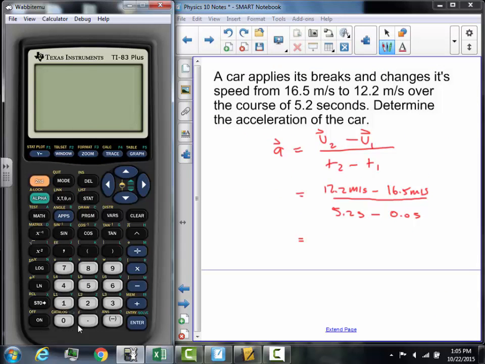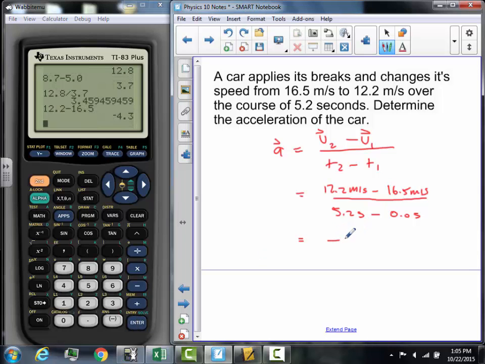Okay, so now for our calculators. We need 12.2 minus 16.5. The top of my fraction, I got negative 4.3 meters per second. Yeah, same. What does the negative imply? We decrease. Slowing down, yeah.